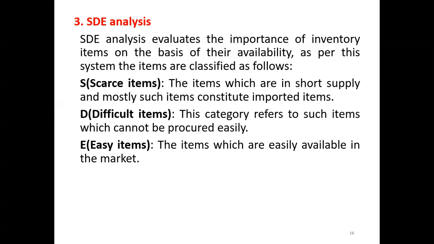Difficult, this category refers to such items which cannot be procured easily. We have to get them in a very difficult time. Easy items are those which are easily available in the market. Depending on that, you need to classify the inventory items on the basis of their availability.